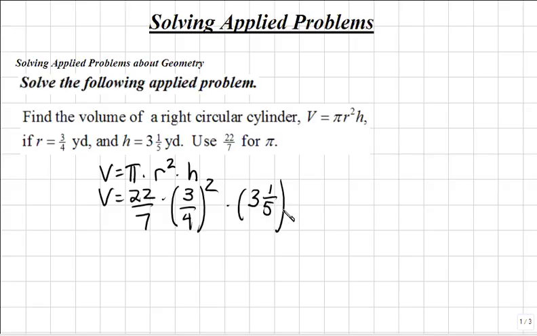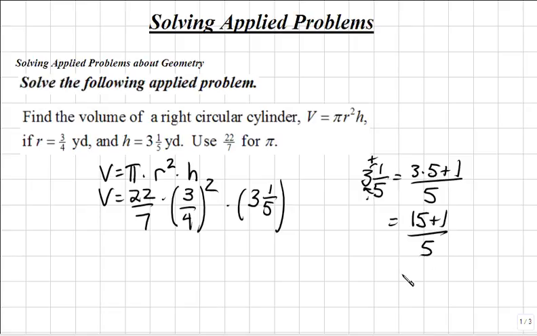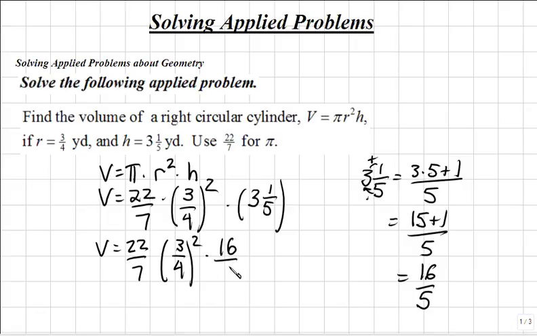to simplify our result. So to convert 3 1/5 to an improper fraction, we'll multiply 5 times 3 and then add 1, all over the common denominator of 5. In other words, this becomes 3 times 5 plus 1 all over 5. 3 times 5 is 15, plus 1 more would become 16 over 5 as an improper fraction. So our volume is 22/7 times 3/4 squared times 16 over 5.